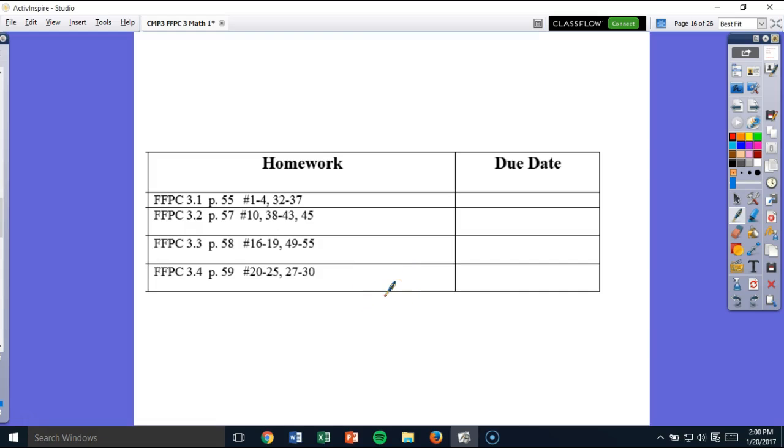We're just working on tables and graphs for information we had already gathered, so it shouldn't take you too long. Our ACEs are 16 through 19 and 49 through 55. Look forward to hearing your questions and comments in class.